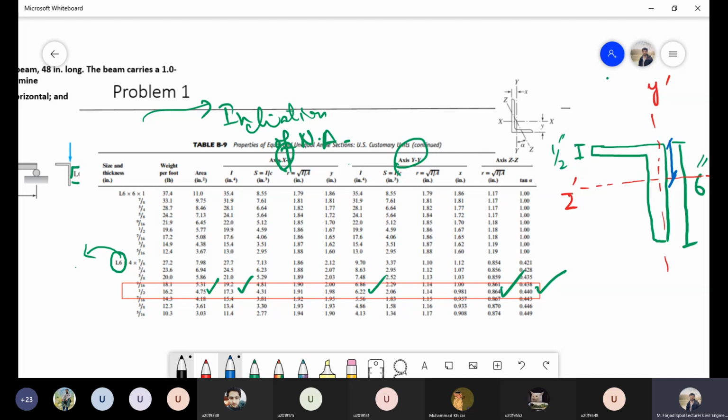Now in this figure, if you look into this, there is a y distance which is mentioned in this figure. Okay, this is the y distance, and in this section table, if you see that this is the column of y, and if I look into this one, it has mentioned that this y distance is 1.98 inches, right? Is this clear? Yes sir. So what will be this distance?